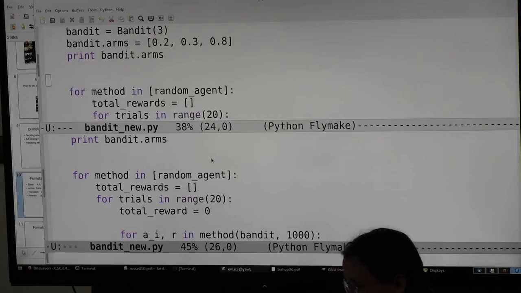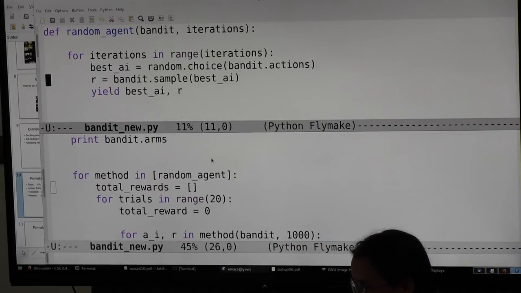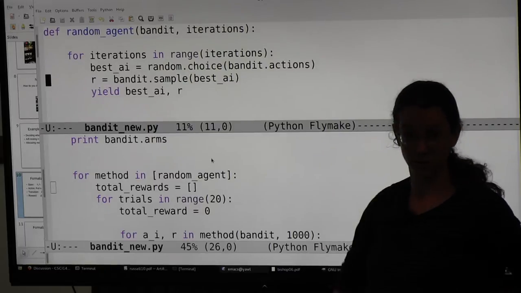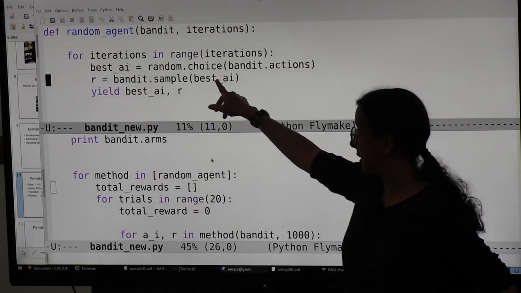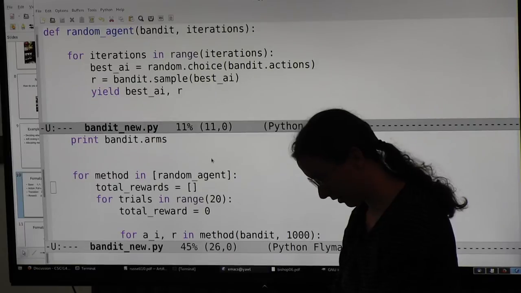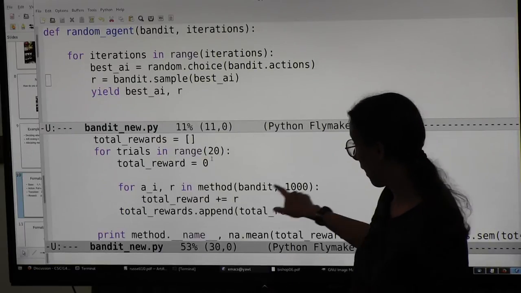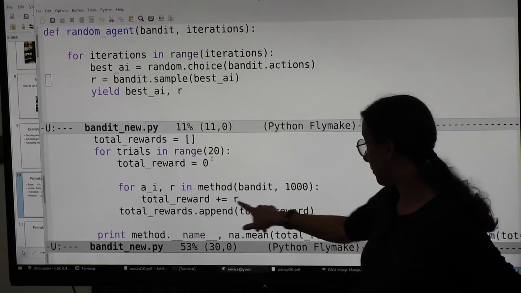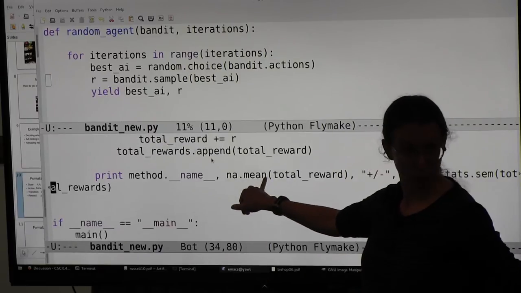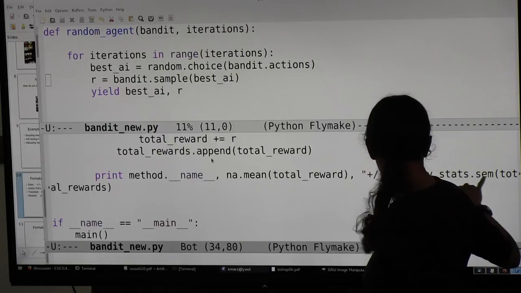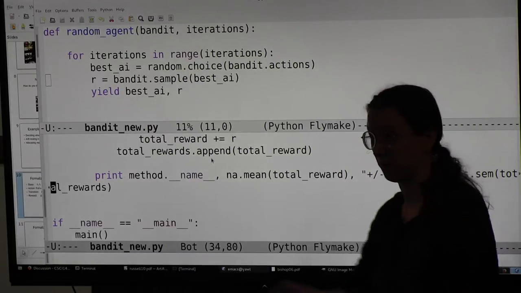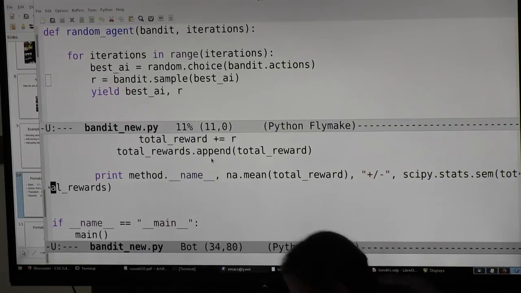So this random agent basically iterates through picking a random action. It just picks a random arm to pull, ignores everything, gets the reward from pulling that arm, and then yields back the action that it picked and the reward. Down here, for 20 trials, we're going to try that strategy for 1,000 iterations, sum up the reward, and then print out the average reward we got over those 20 trials and the standard error. That's an estimate of how close it is to the mean. Is it really high variance or low variance? So let's do that.